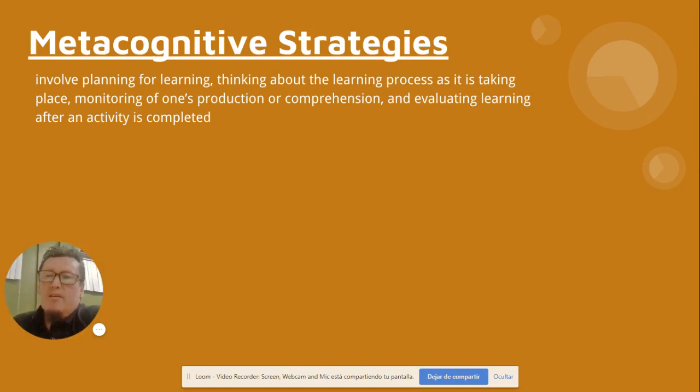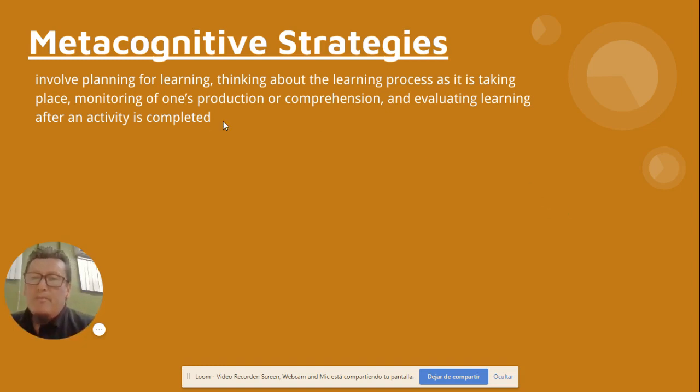Now, definitions, you're going to see several here and there. The one that is going to be in the document, I'm taking from the document, and you can also search on the web to find additional websites, articles, and videos on exactly what metacognitive strategies are. So let me just go through this quick definition here. It involves planning for learning, thinking about the learning process as it is taking place, monitoring of one's production or comprehension, and evaluating the learning after an activity is completed.